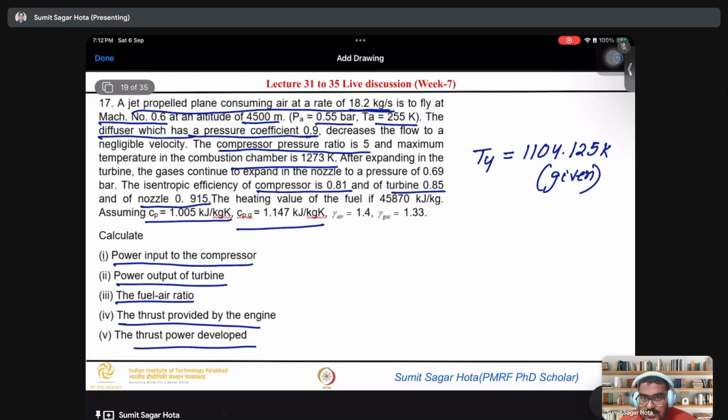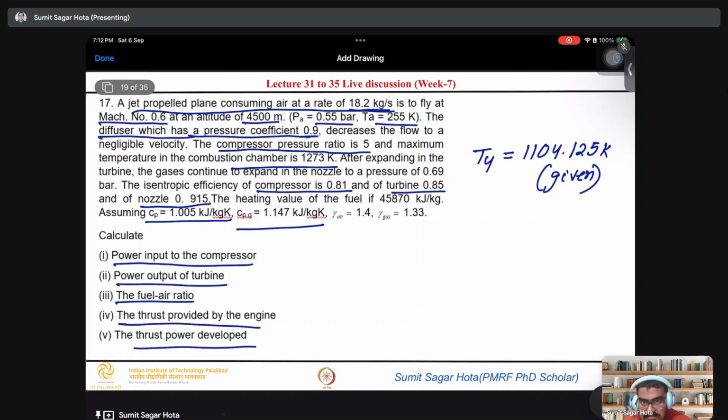Okay, a jet propelled plane consuming air at a rate of 18.2 kg per second is to fly at a Mach number of 0.6 at an altitude of 4500 meter. PA and TA at the ambient condition are given. That is PA is 0.55 bar and TA is 255 Kelvin.